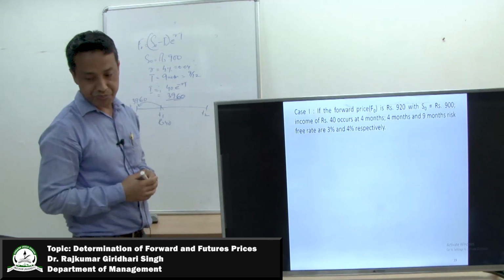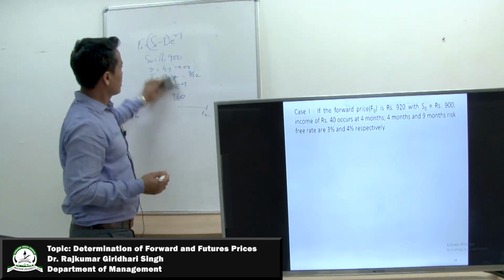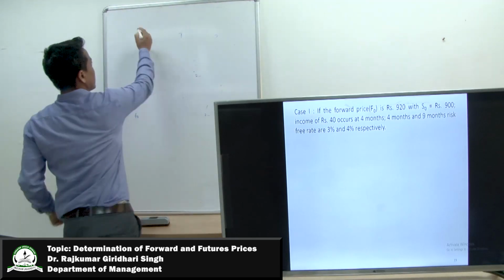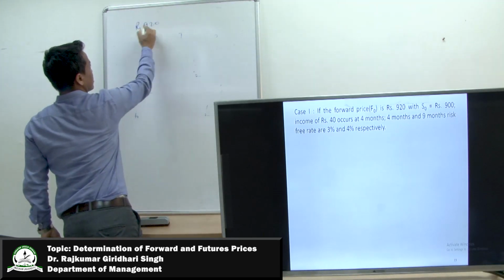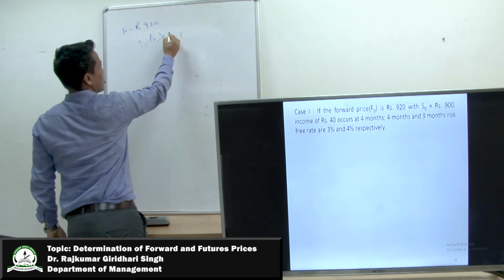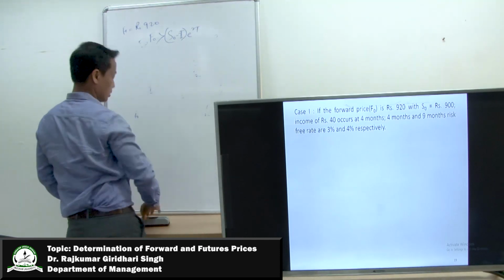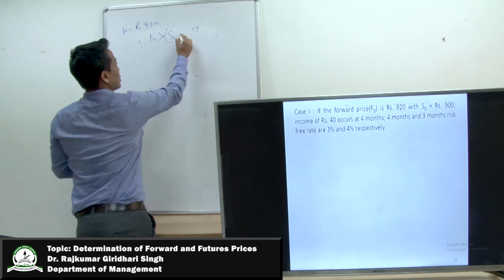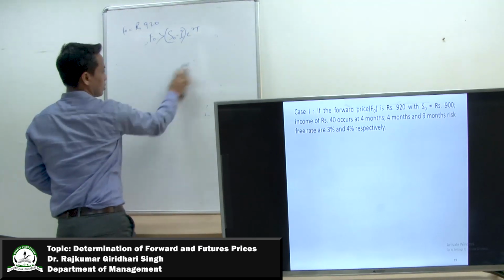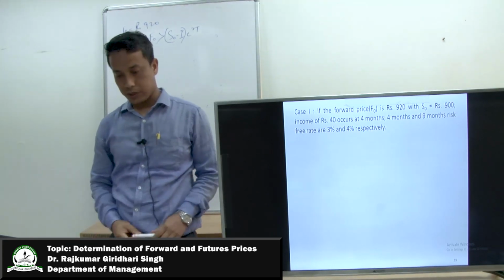It was supposed to be 886.6 at par, but in this case we are given the forward price as rupees 920. So this is a case where the forward price is more than your spot price. So let's see what advantage a trader can earn from this.